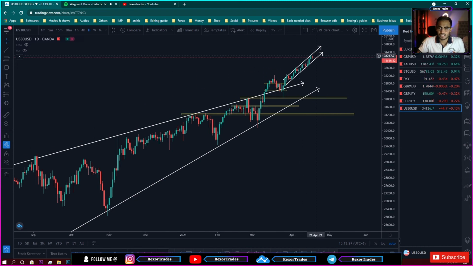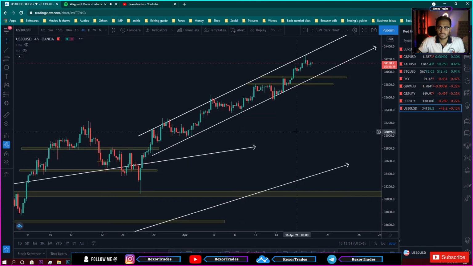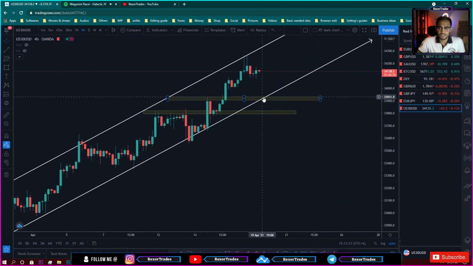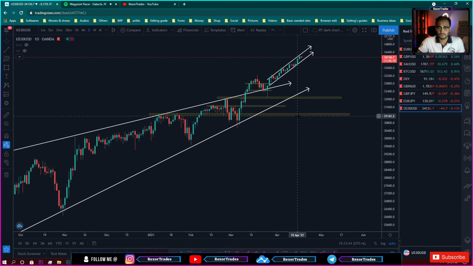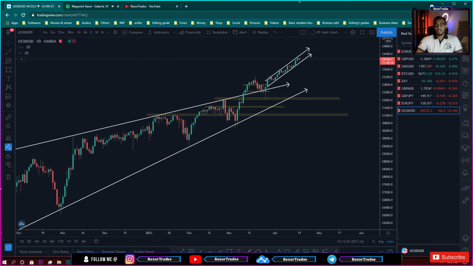So just an analysis: if US30 doesn't come to retest this zone and continues to move up and continues to break this uptrend line, then it might make a retest all the way up towards this zone or this zone. So that's my analysis for these 4 pairs, weekly market analysis.